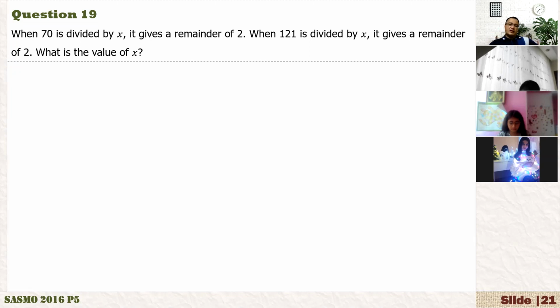Nigar, if you divide 121 by 4, what is the remainder? One second, I will find it in my notebook. 121 is equal to 4 times 30 plus 1. Remainder is 1. But it says that when 121 is divided by x, it gives a remainder of 2.